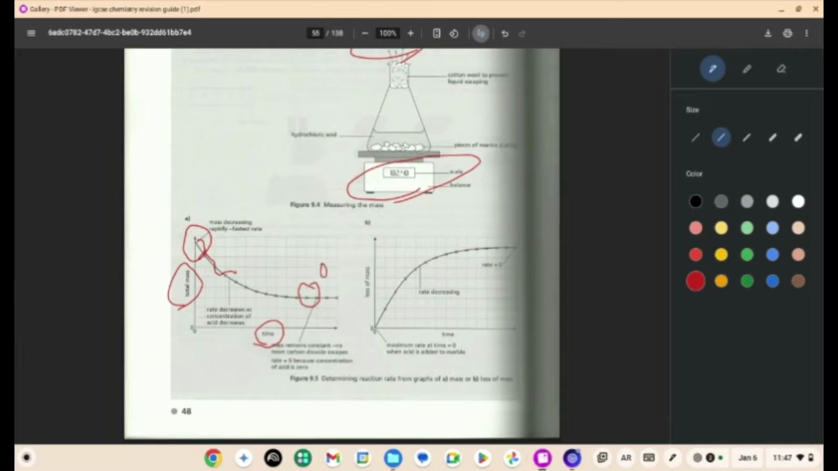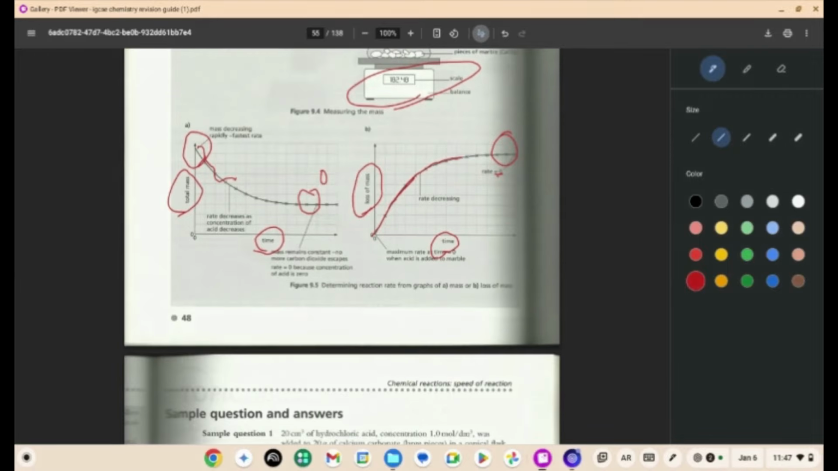The second way is by plotting another type of graph, using the loss of mass against time. And here it's the opposite. The loss of mass will increase, and then start to decrease gradually until we reach a certain point at which the rate equals 0. So by plotting these two types of graph, we can understand how the rate of the chemical reaction increases, how it decreases, and at which point the rate of the chemical reaction stops.